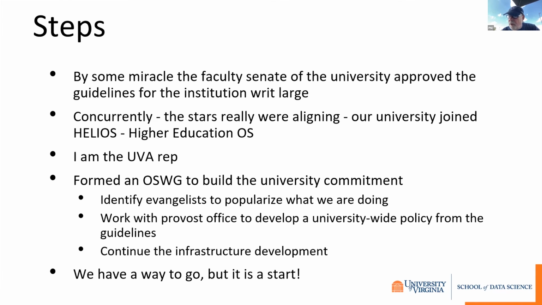So what that means right now is to identify evangelists across the institution, across the disciplines, to help popularize and incentivize what we're doing. Work with the Provost's office to develop the policy from these guidelines. That takes time, unfortunately, in a university. And continue to implement and make generally available the infrastructure to support what we're doing within, first of all, our own school, but then more broadly across the university. We've got a way to go to do all of this, but I think there's been a pretty good start. And certainly the credit journey is part of that.